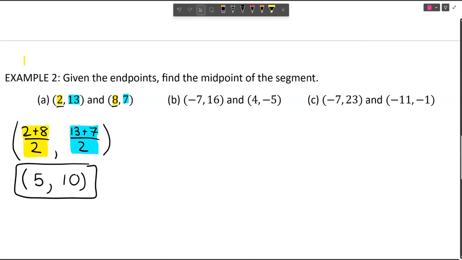So take a moment now at this point to pause the video, and I would like you to try examples B and C here on example 2.